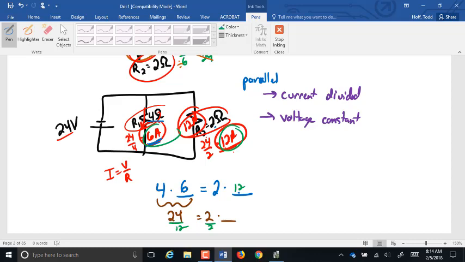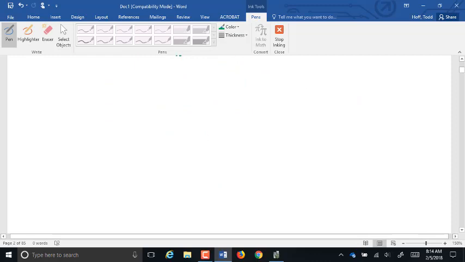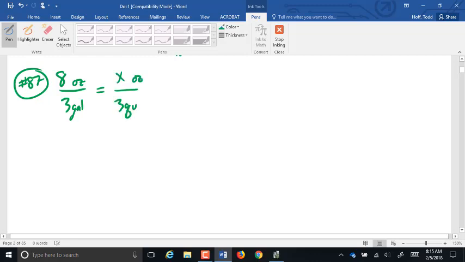The last thing I want to go over is on the very last page of your packet, problems 87 through 92. This is actually number 87 that I'm going to put up here right now. We have something like 8 ounces to 3 gallons. Now that is not a ratio, it is a rate because there are different units. It is equal to X ounces over 3 quarts.